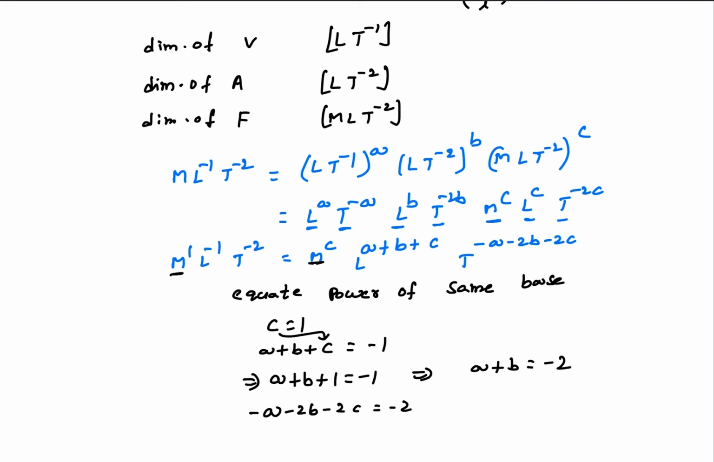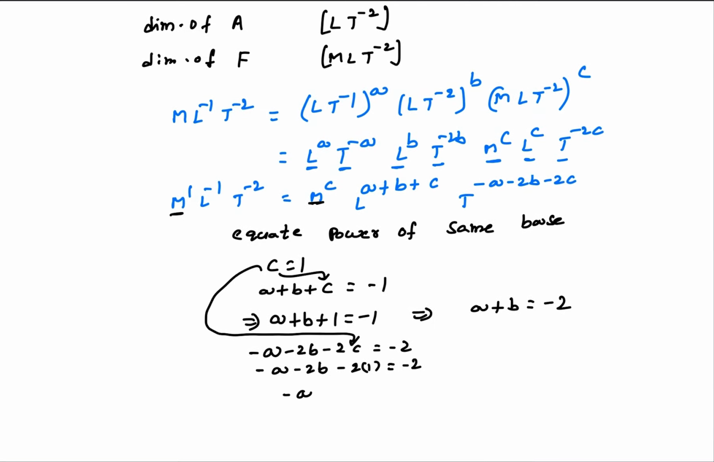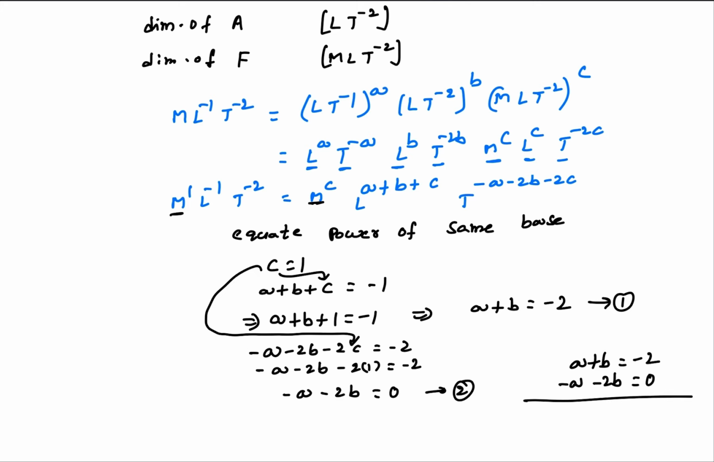Third equation: -a - 2b - 2c = -2. Again substitute the c value: -a - 2b - 2×1 = -2. You get -a - 2b = 0. Let us consider this the first equation and this the second equation: a + b = -2 and -a - 2b = 0. If you add both, a and -a cancel. -b = -2, so finally you get b = 2.